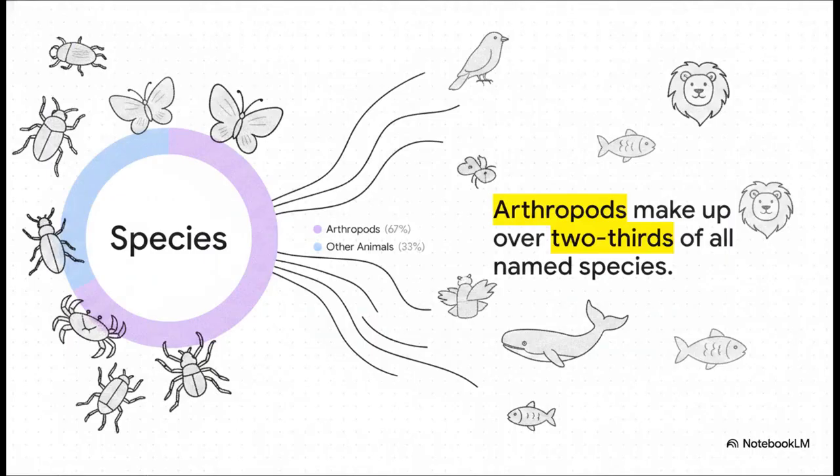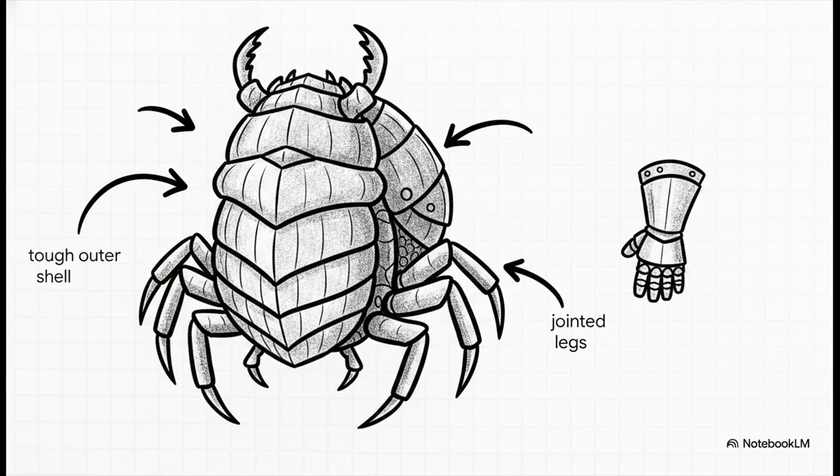Now, what's really interesting about this slice of the data is the sheer dominance it represents. Over two-thirds of all named species on Earth belong to a single phylum, the arthropods. When we say animals, most of us probably picture lions or bears, right? But statistically speaking, the animal kingdom is overwhelmingly an empire of insects, spiders, and crustaceans. No contest.